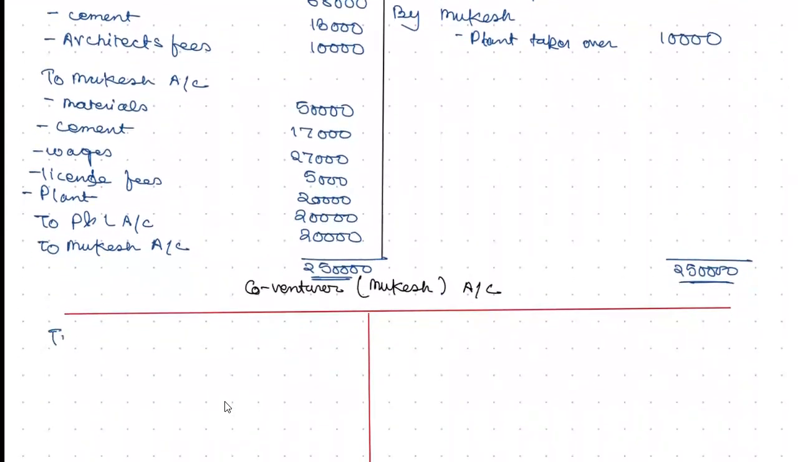So to joint venture, 10,000. Now to Mukesh, so by joint venture. What is the total amount? इसका टोटल अमाउंट क्या है? सर 1,90,000. Okay. 1,90,000. Are we done? बताइए, are we done?